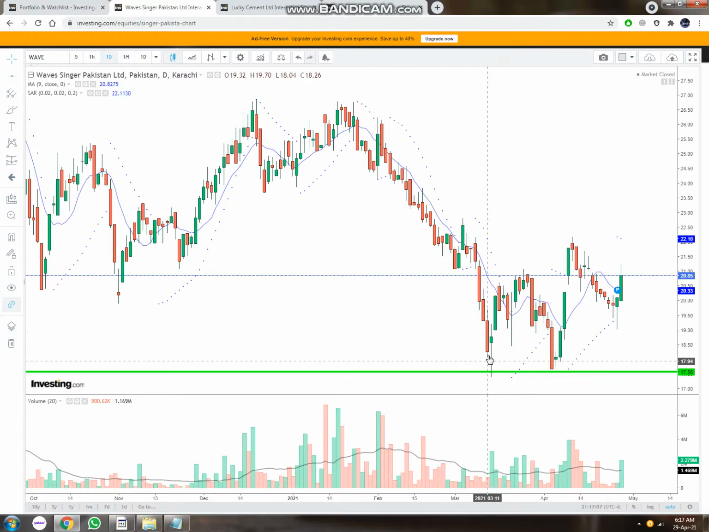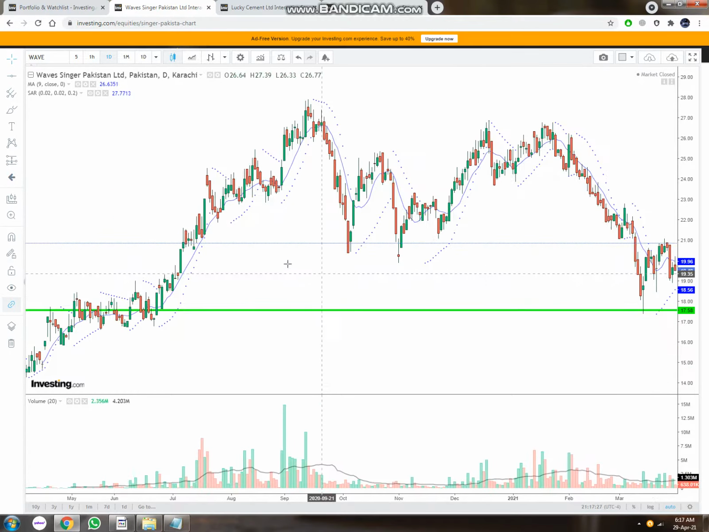From here you can see the bulls again gain control of the market, but they show weakness. Now at this point let's see what happens next. Again they pushed the market upward. The bears gain control to some extent, but the bulls again gain control of the market, and let's see what happens next in this particular stock.